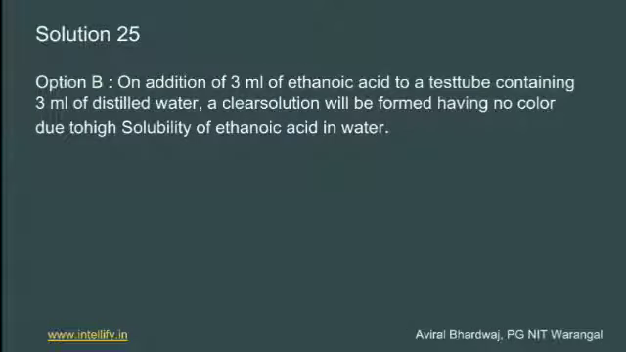On adding 3 ml of ethanoic acid to the test tube containing 3 ml of distilled water, a clear solution is observed. It is colorless due to the high solubility of ethanoic acid in water. Ethanoic acid is CH3COOH. It is also called vinegar. Vinegar is soluble in water, so it forms a clear solution. No color will be observed due to high solubility.